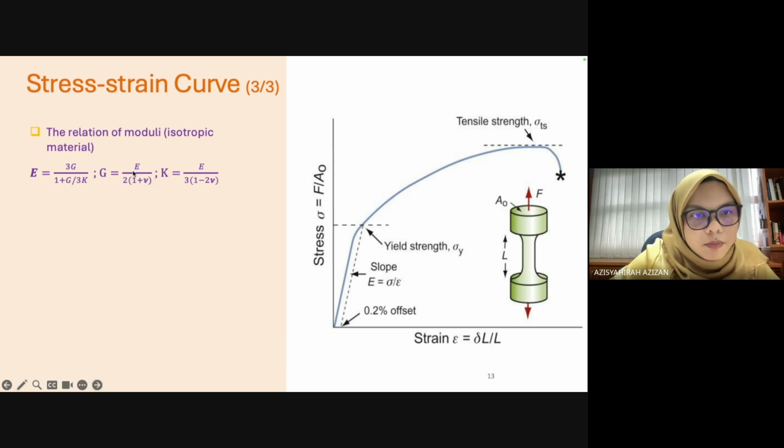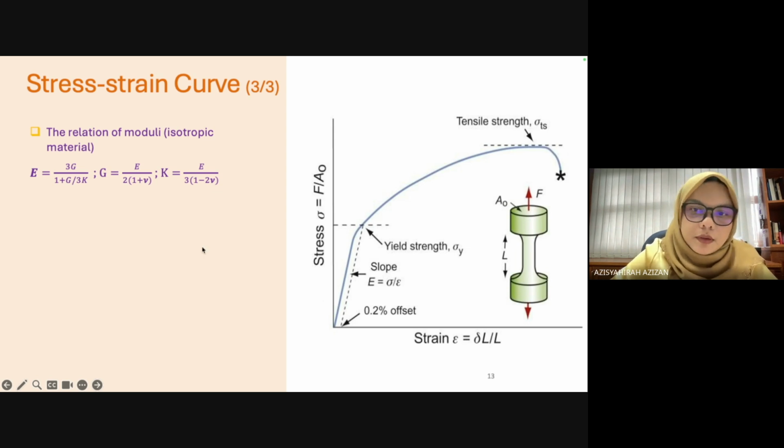If we know the Young modulus of the material, which is the stiffness under tensile and compressive loading, and if we know the Poisson ratio of the material, we can calculate the shear modulus for that particular material. Same goes for the bulk modulus. We need to know the Young modulus and the Poisson ratio.